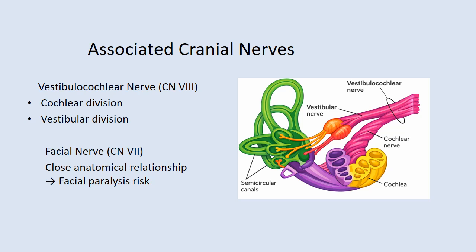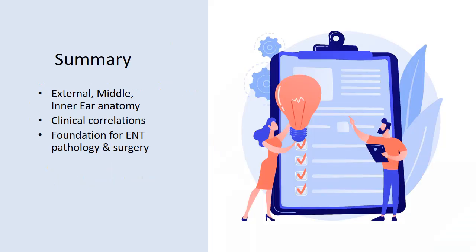And right next to it, traveling through the same internal auditory meatus and then through the middle ear, is the facial nerve. Its close relationship to the middle and inner ear explains why infections, tumors or trauma in this region can sometimes cause facial paralysis.